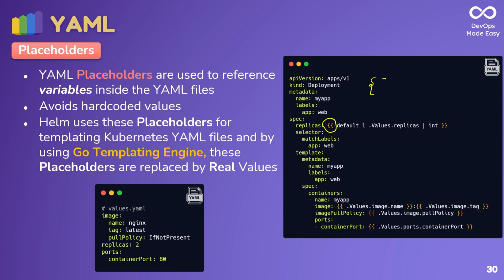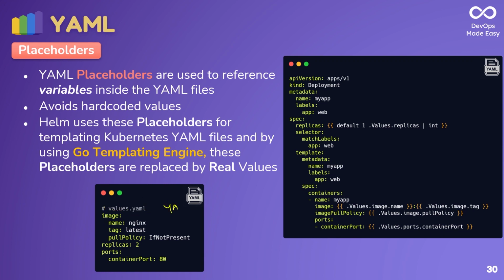So the placeholders will look like this. There are two braces at the beginning and two braces at the end, and in between we'll mention the placeholder name. The placeholder name can be replica, anything. From where will these values be replaced? These values will be replaced from some other file. In a Helm chart these are replaced from the values.yaml file.